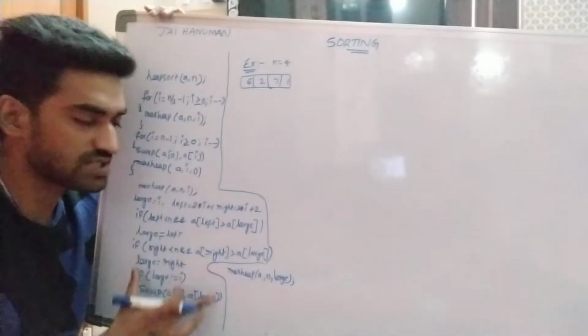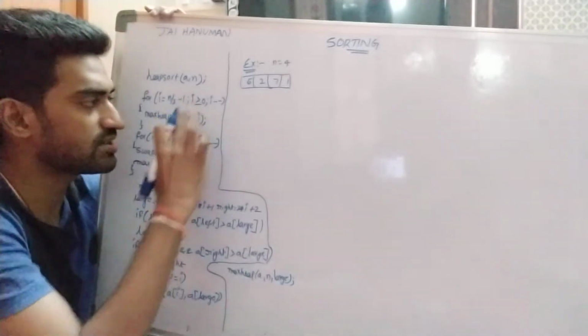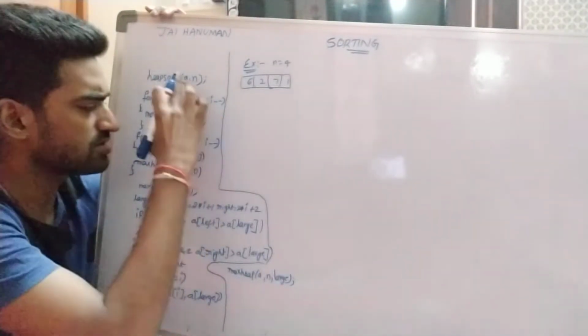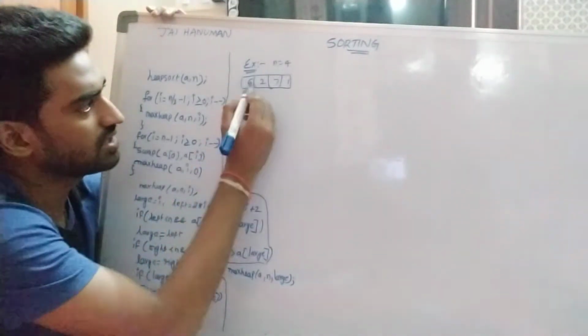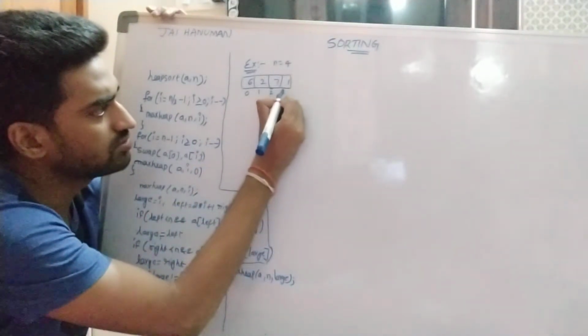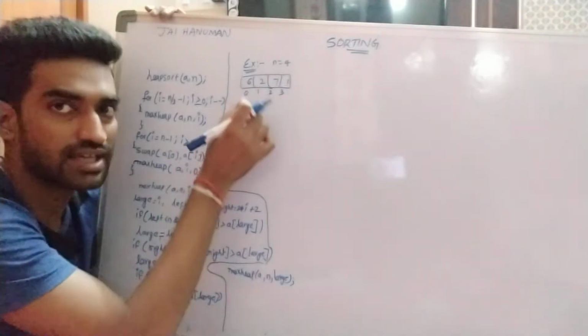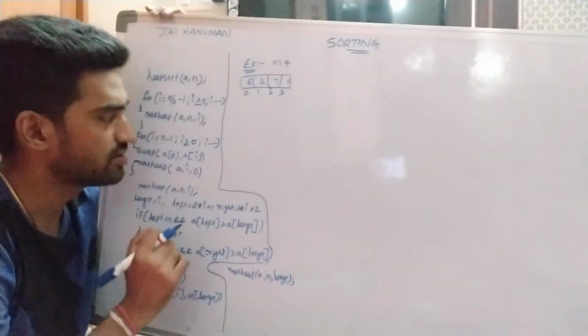For that purpose I am using these steps. These steps are related to the heap sort mechanism, and they were already discussed in the algorithm for heap sort, right? Indexes 0, 1, 2, 3. So here I am tracing all the elements with the help of these steps, right?